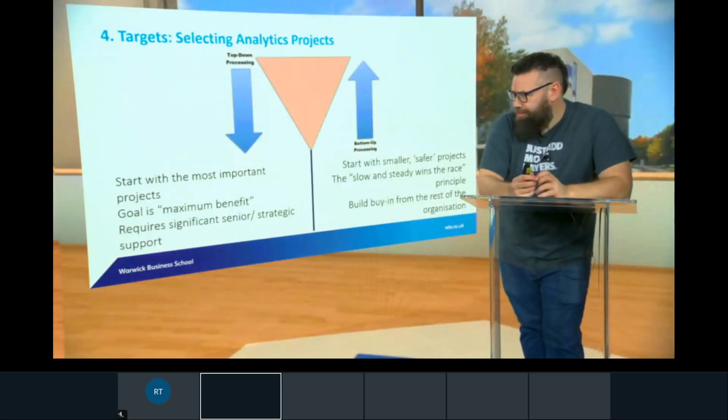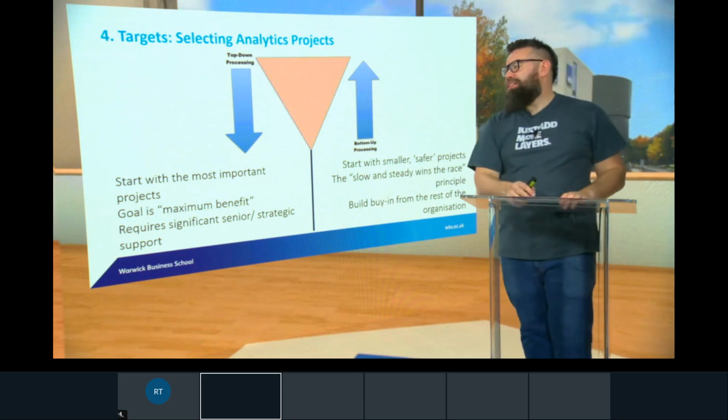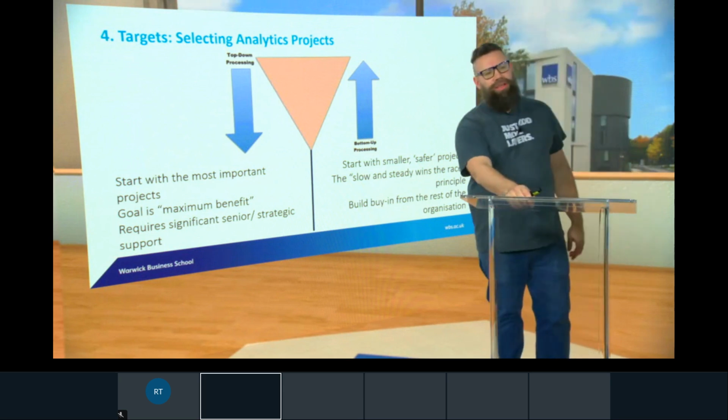But that takes us from leadership into the T for targets. There's a few things to say about this.